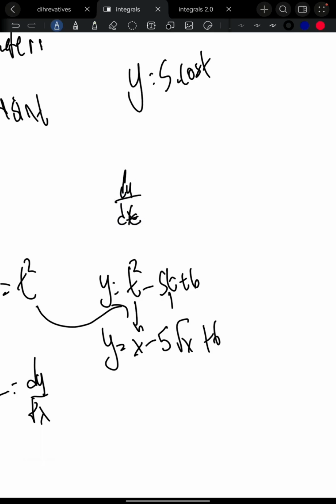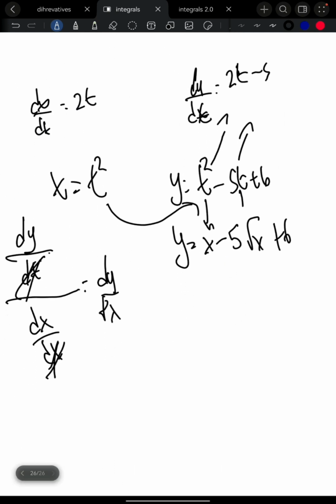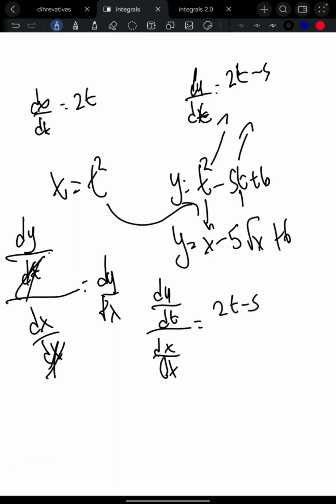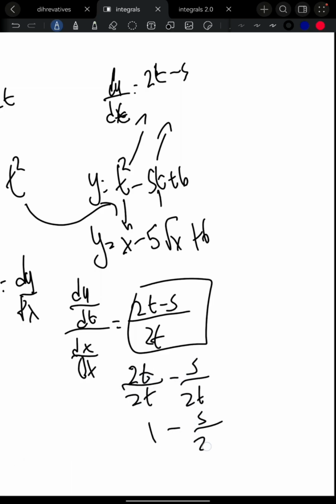So we're gonna differentiate y with respect to t. So this is just gonna be 2t minus 5, right? And dx by dt is just gonna be 2t. So we're gonna divide this, dy by dt divided by dx by dt. So this is just gonna be 2t minus 5, right? Divided by 2t, and that's your answer. Or you can simplify this and write it as 2t divided by 2t minus 5 divided by 2t. This is just 1 minus 5 over 2t.